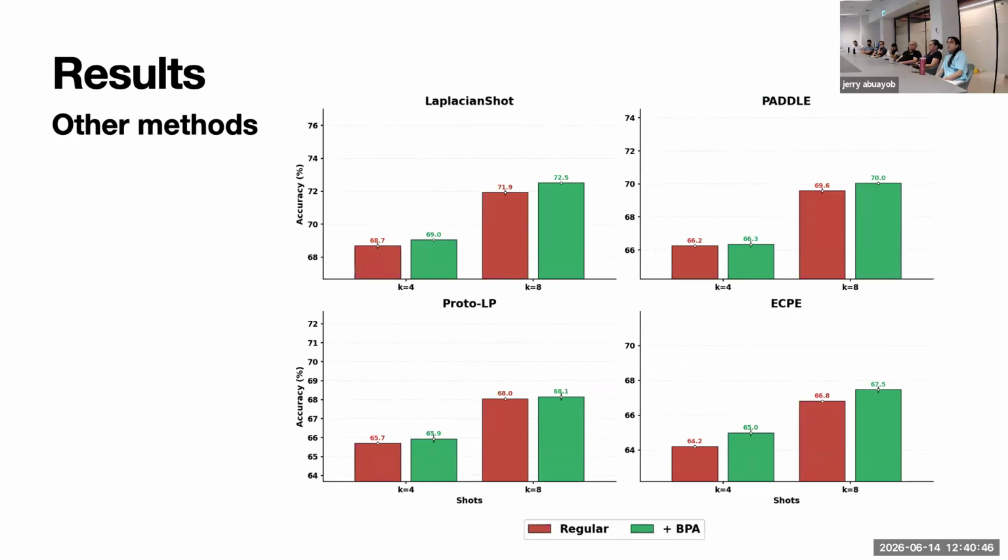And over here, we also tried plugging in BPA into other transductive pipelines. So for example, Laplacian Shot, PADDLE, Proto-LP, and ECPE. Plugging in the BPA before the classification algorithm, like just transforming the features before, greatly enhanced the performance there as well. Okay, so these are results for transductive methods.